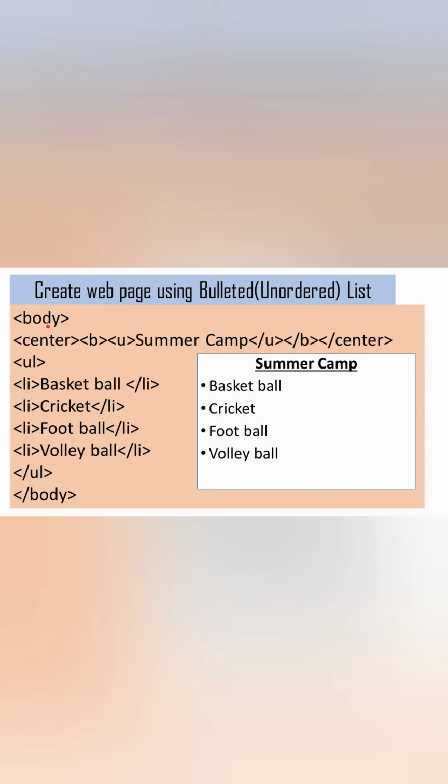Then open the body. Now I need the summer camp at the center of my page, so I am using the center tag. Then I need it in bold and underline, so I open the bold tag and underline tag. Then I have entered the text summer camp. Then I have to close all the tags whatever I have opened here in the reverse order. First I close the underline, then the bold tag, then the center tag.